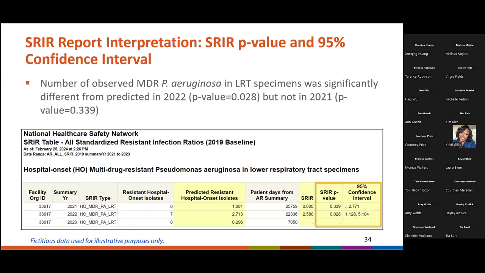The SRR p-value and the 95% confidence interval indicate if observed or reported resistant infections were statistically significantly different from predicted resistant infections. Users should interpret both p-values and 95% confidence intervals with caution, as statistical significance does not necessarily translate to clinical significance. For example, the number of observed multi-drug resistant Pseudomonas aeruginosa and lower respiratory tract specimens was significantly different from predicted in 2022, where the p-value was 0.028, but not in 2021, where the p-value was 0.339.